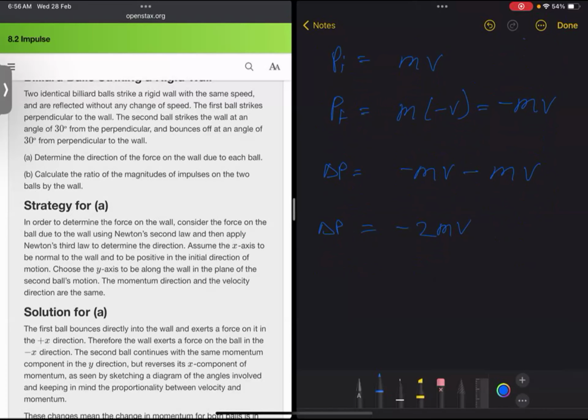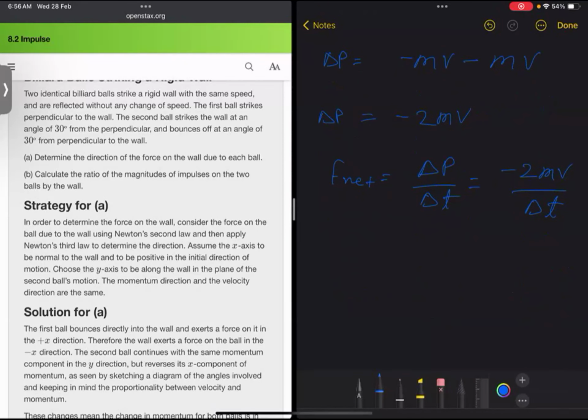The net force acting on the ball is equal to the rate of change of momentum, delta p by delta t. So it is negative 2 m v by delta t. This is the net force acting on the ball, and the sign is negative. So the net force acting on the ball is in this direction.